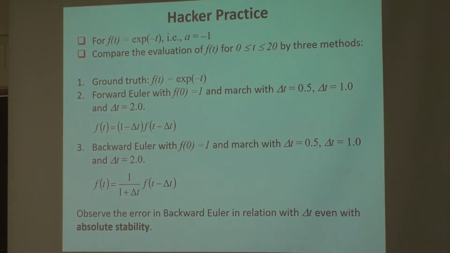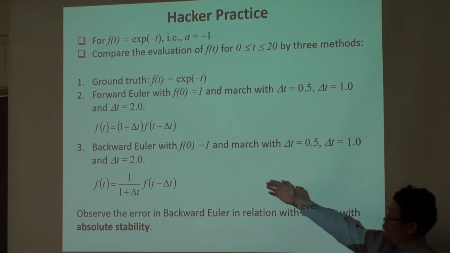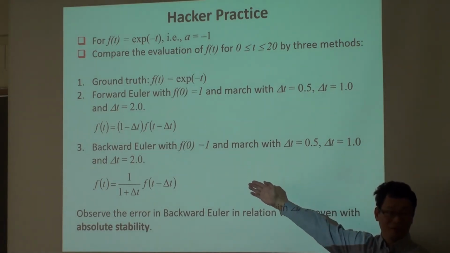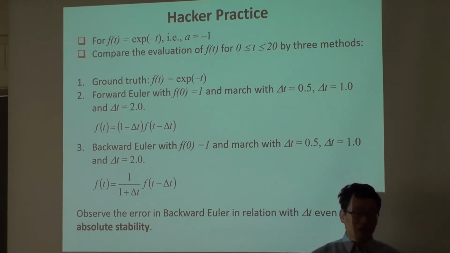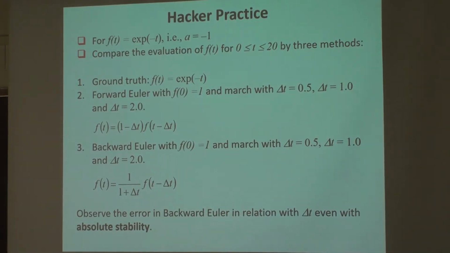But also important is we observe that when delta t is equal to 0.5, the forward answer is identical to backward Euler. You should be able to see this immediately. It has to be: 1 minus delta t when delta t is 0.5 is 0.5, and this is 1 over 1.5. So the ratio is different, but it's as accurate, it's exponential decay.